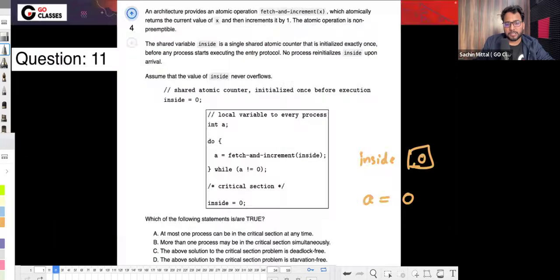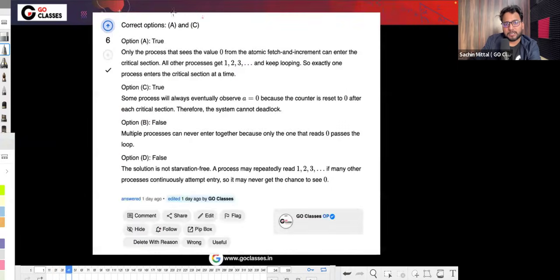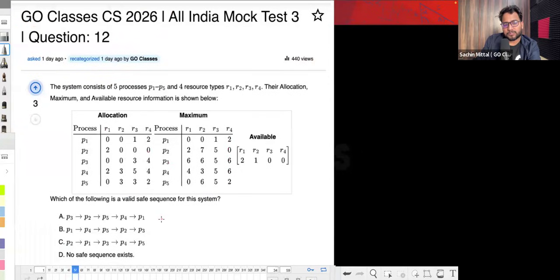Okay, so you can say that mutual exclusion is satisfied. So yes, this is okay, and the above solution is deadlock free. So A and C are the correct answers. It was an easy question. I hope you understood this question. Now let's move to the next question.